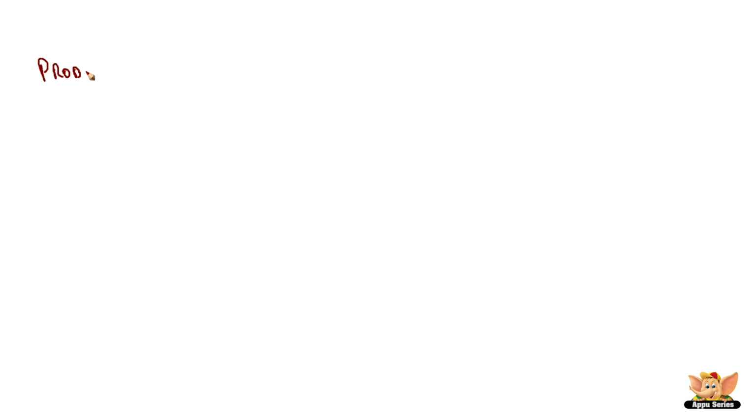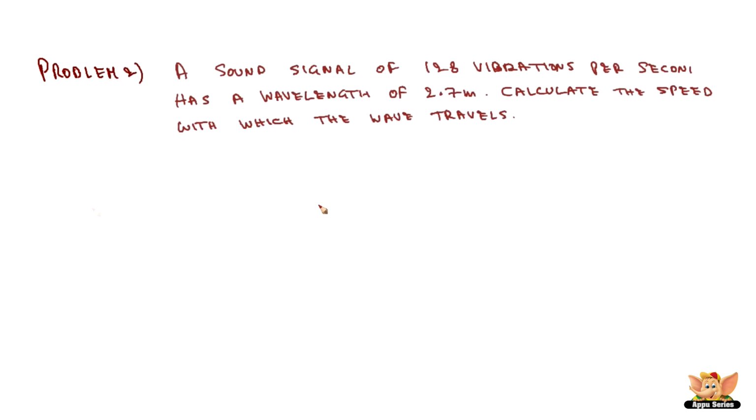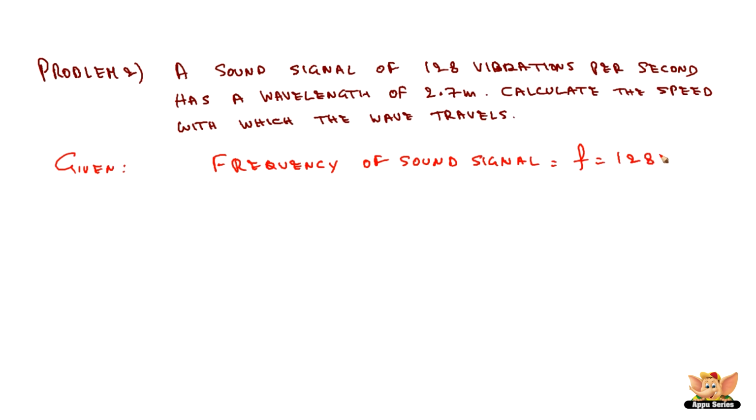Problem 2. A sound signal of 128 vibrations per second has a wavelength of 2.7 meters. Calculate the speed with which the wave travels. The given is, we know the frequency. The vibrations per second is nothing but the frequency of the sound signal. So frequency of sound signal F is equal to 128 Hz.